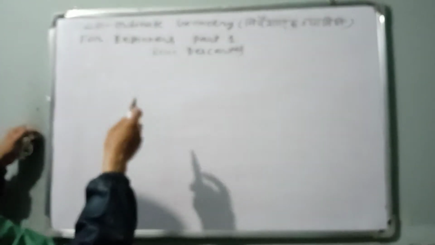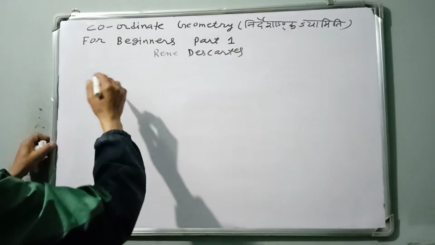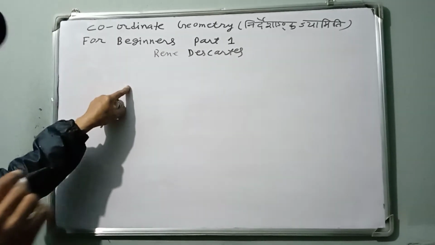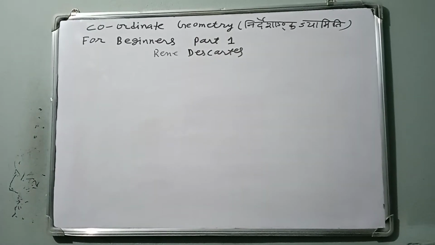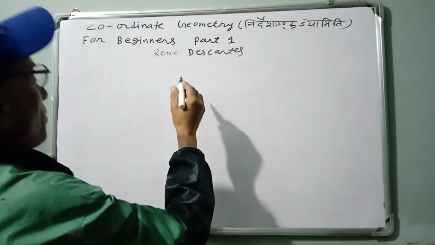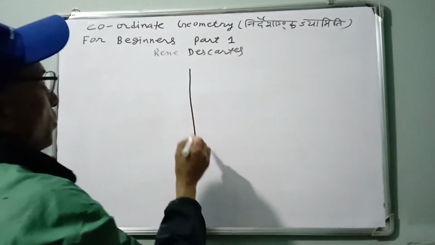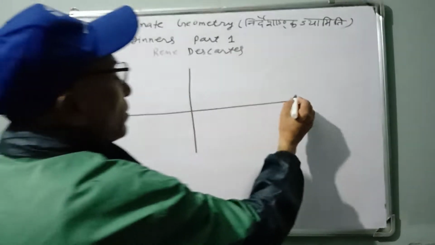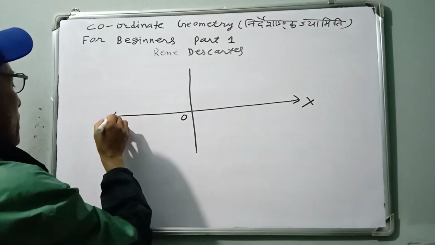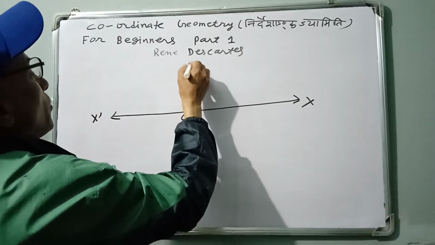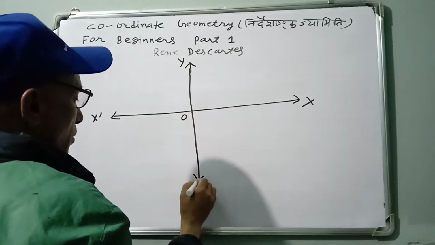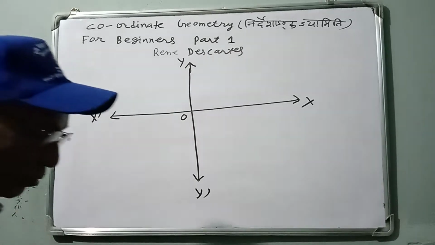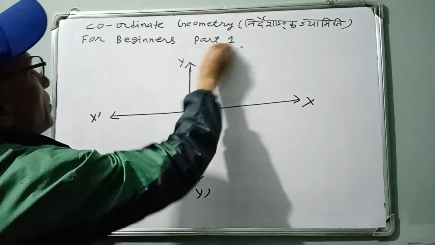The main aim of coordinate geometry. Before starting coordinate geometry, first of all, I draw the coordinate axes. This one is the x-axis, XOX dash, and the y-axis, YOY dash. First thing, you have to know the x-axis and y-axis.